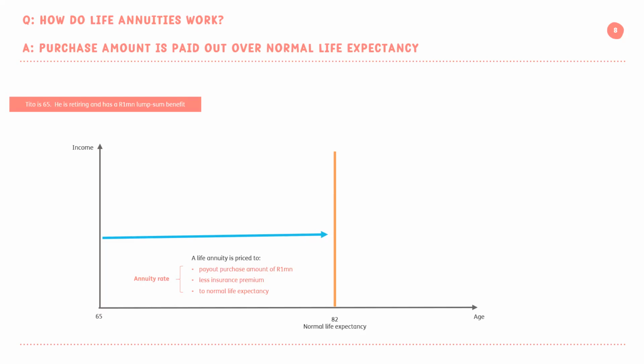On the graph here, you see that the vertical axis is income, and on the horizontal axis is life expectancy. And we believe, based on our actuarial assumptions, that on average, a male who retires at 65 should live to 82.